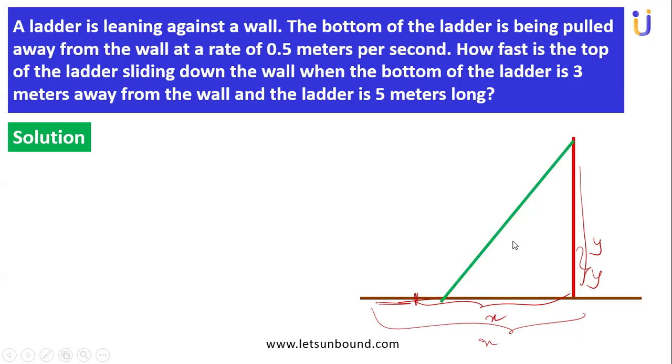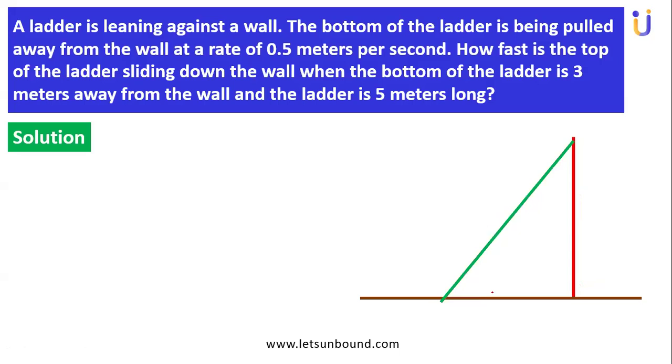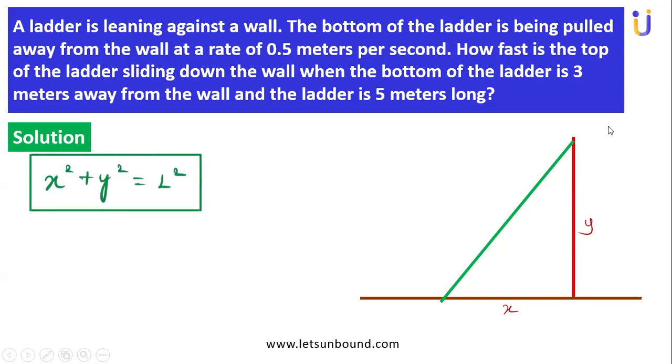So let's make this diagram. We just visualize what has been done over here. So let this be X and this be Y. Of course, they are changing. It's not a constant X and Y. Now let's write the equation, because it's a perfect Pythagoras theorem, right angle triangle. So if this is X, Y, and L, you can make an equation. And yes, the length of the ladder is given.